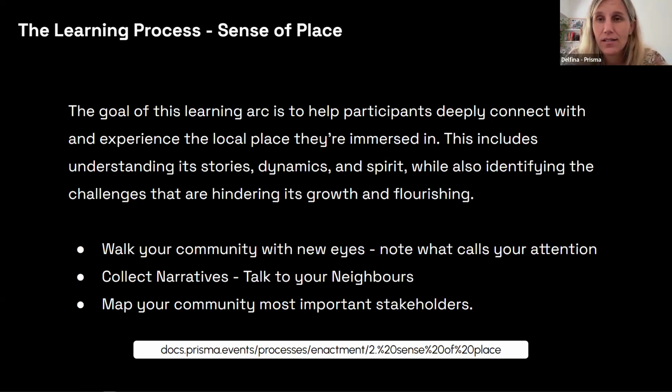The second step is collect narratives. Your neighbors, the people that you relate with, the people that have maybe a small shop on the corner, or the ones that are holding the school and so on, will know a lot about your community as well. And they can bring new information that you haven't acknowledged yet. And this is really, really important. So collect narratives, talk to your neighbors, and then map your community's most important stakeholders.